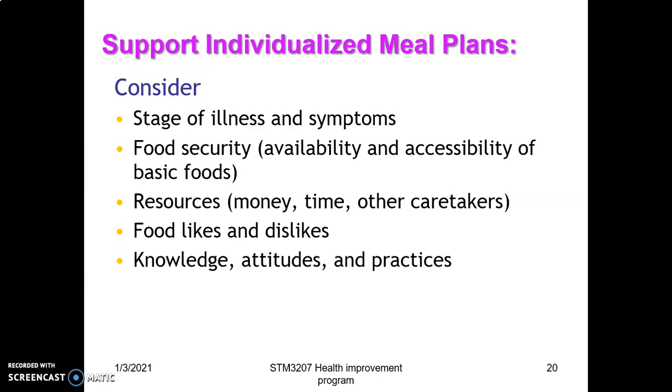So we need to consider also stage of illness and symptoms, food security, because when we say food security, those who have HIV or AIDS, sometimes they are being left out by their family, so the availability and accessibility of basic foods is also a question. And then do they have resources like money, okay, and food likes and dislikes. Also their knowledge, attitude and practices would be lesser than the healthy person.